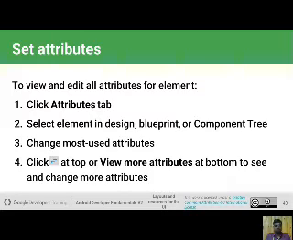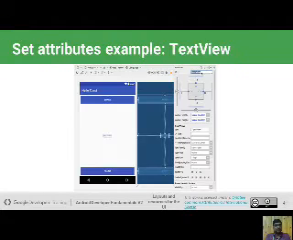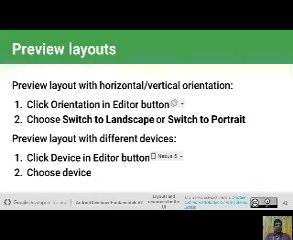To view and set attributes, to view and edit all attributes for an element, click the Attributes tab, then select elements in the design, blueprint, and component tree. Change the most common view attributes, or click at the top or view more attributes at the bottom to see and change more attributes. Set attributes example, text view, as in the previous example.